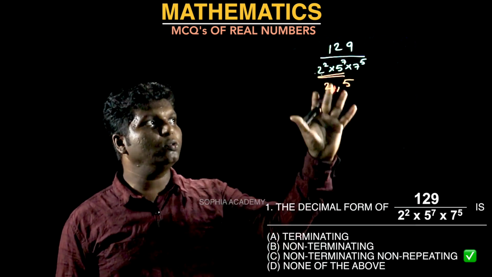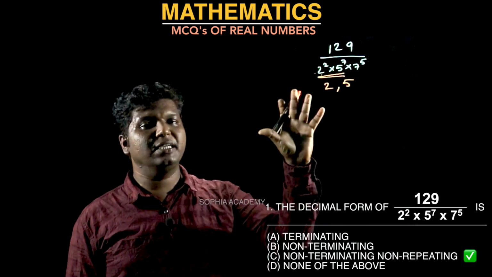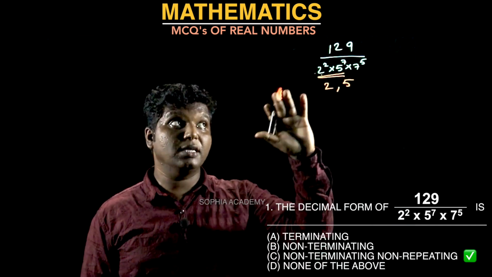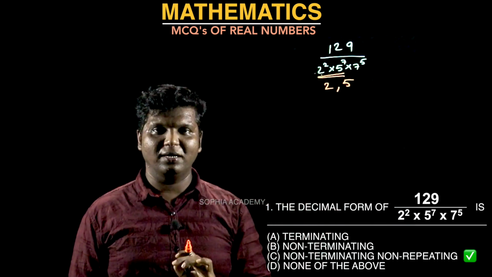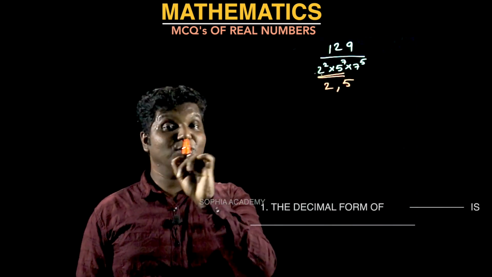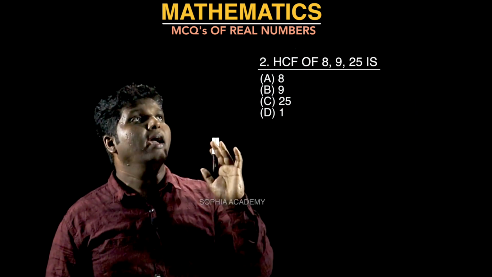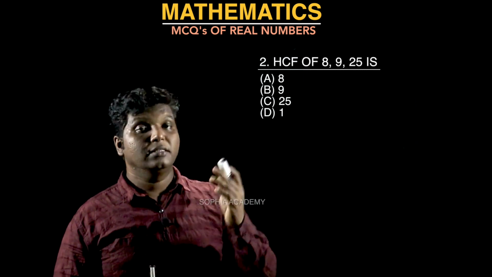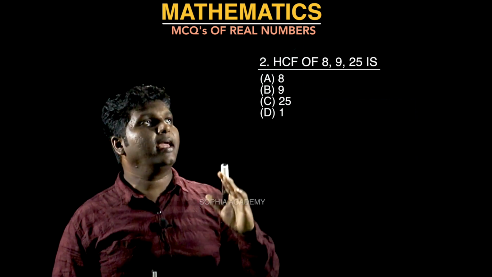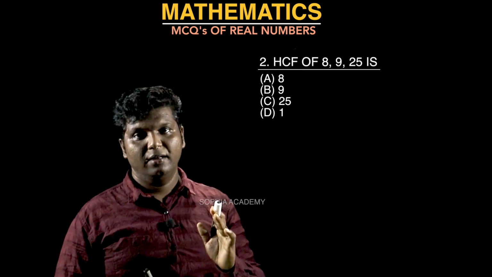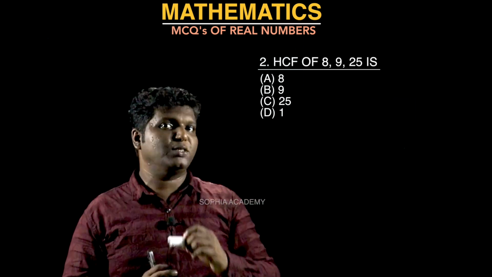So this is the way to find the answer just by seeing the question itself, just by noticing the denominator part. Hope you understood, right? So let us go to the second question. The HCF of 8, 9 and 25 is. There are 4 options: 8, 9, 25, 1. Right? From these 4 options, 1 is your answer.